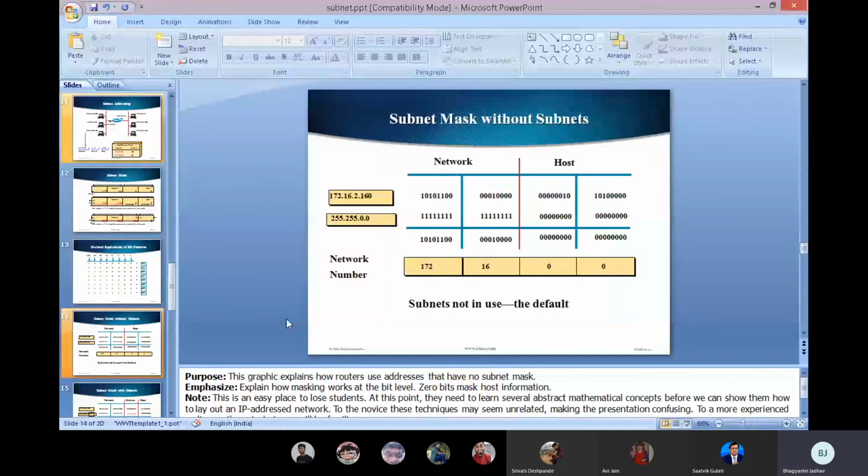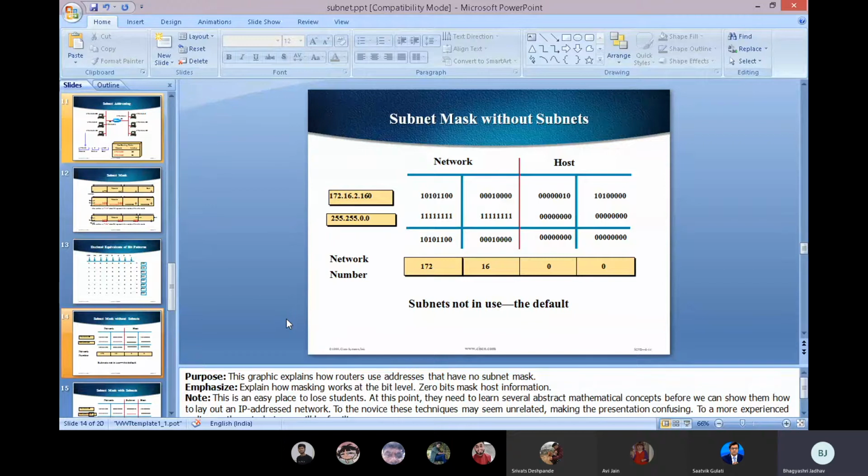Subnet mask without subnet. Now here they are not using any subnet, directly used. See, first is 172.16.2.160. The representation of this number in binary format is also mentioned here. 255.255.0.0 is mentioned here. The network number, subnets not in use, the default.